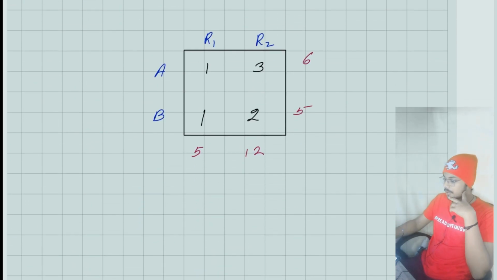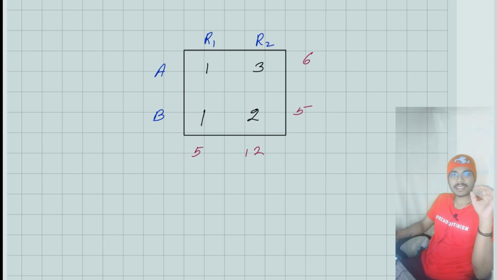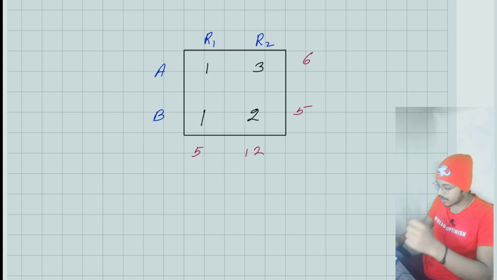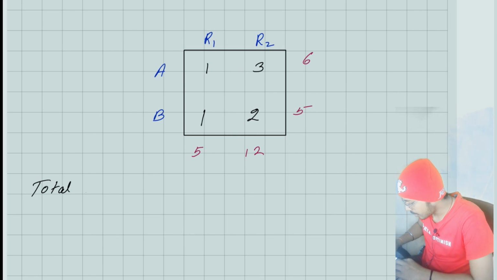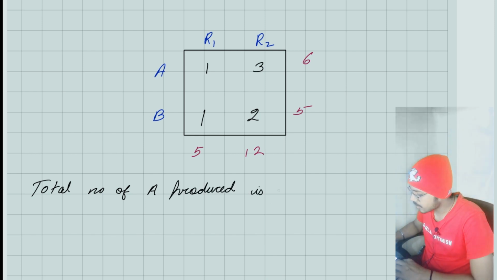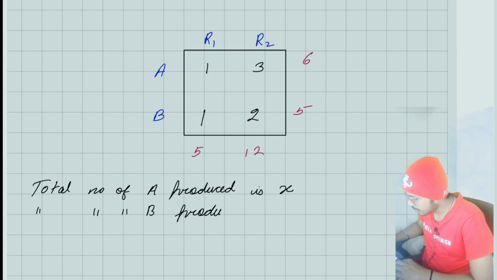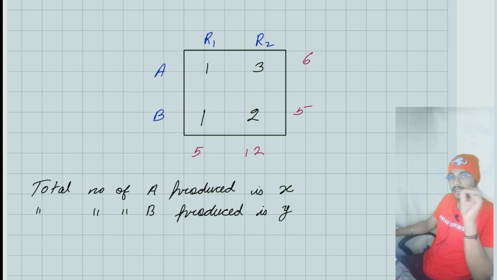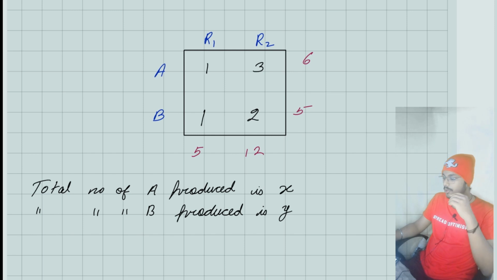So we will formulate the problem. Let us consider the total number of products A produced is X, and the total number of B produced is Y. So you got the total number of A and total number of B that is being produced.